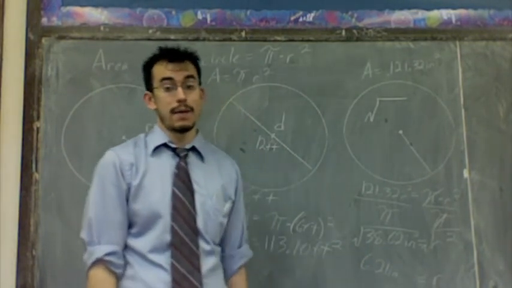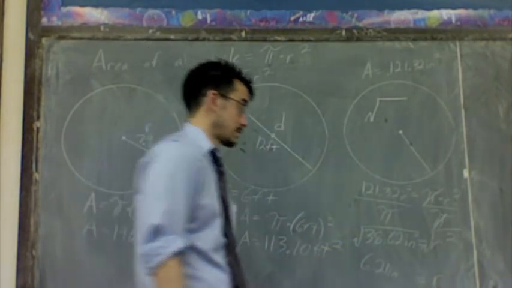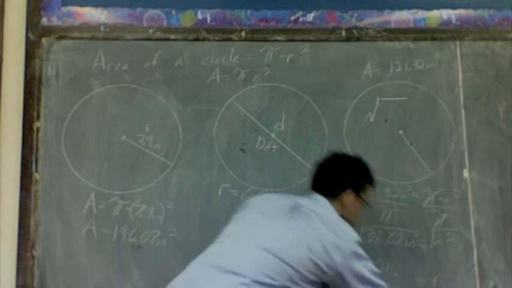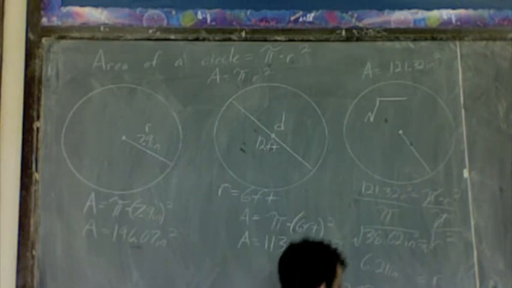If I ask you for the diameter, it's not much harder. The diameter is double the radius. So in this case, the diameter would be 2 times 6.21, so it would be 12.42 inches. And that's it.